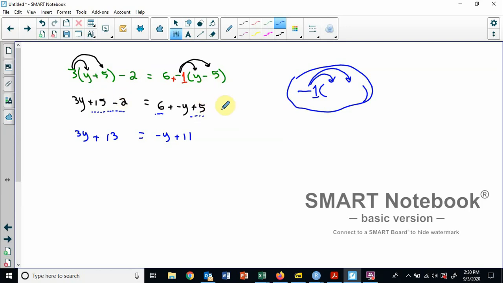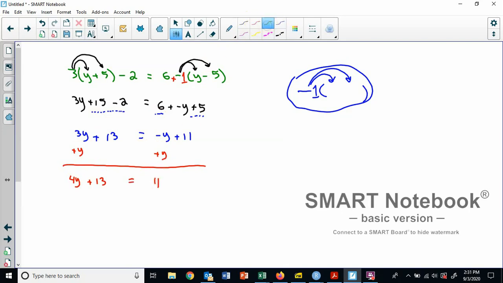Okay. Alright, let's see here. So let's finish this one up. I have y's on different sides, so I need to get them on the same side. 3y and negative 1y, I'm going to get rid of the negative y. I'm going to add y to both sides. 3y plus y is 4y, and I can bring down everything else. Now I can solve.